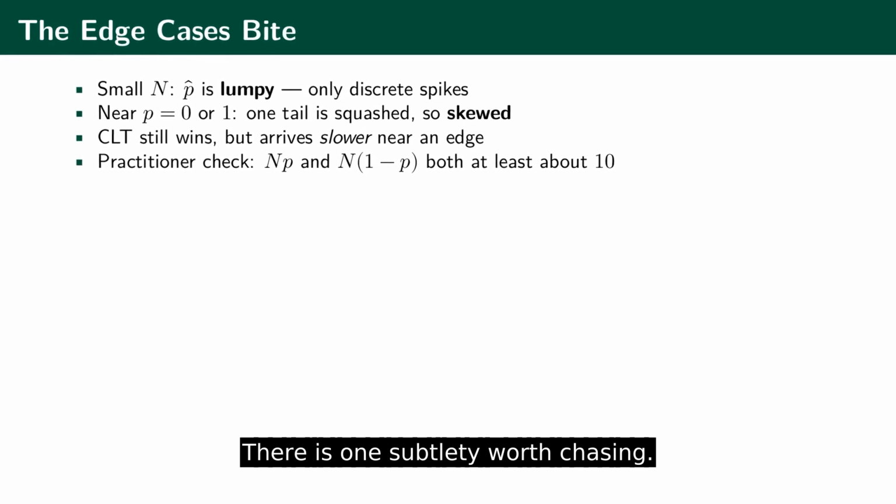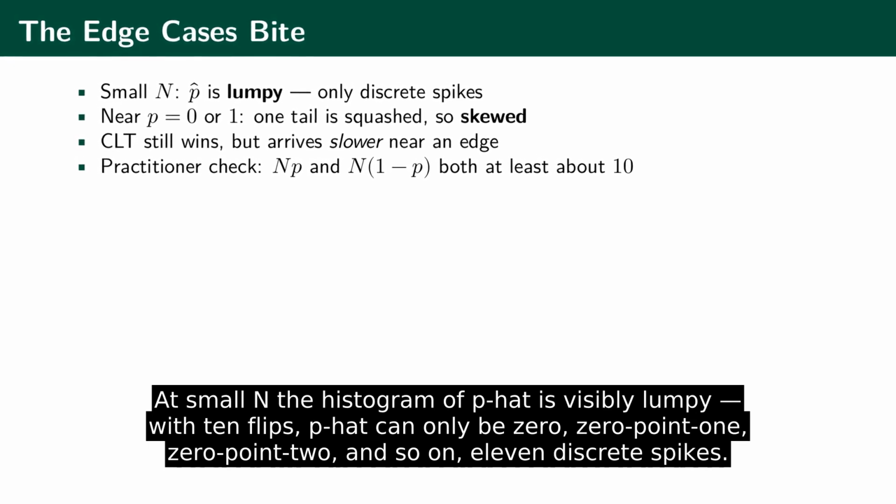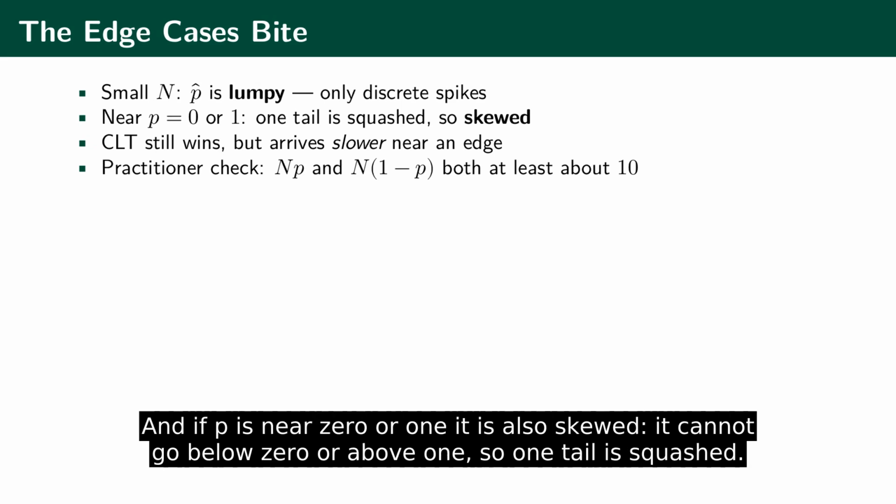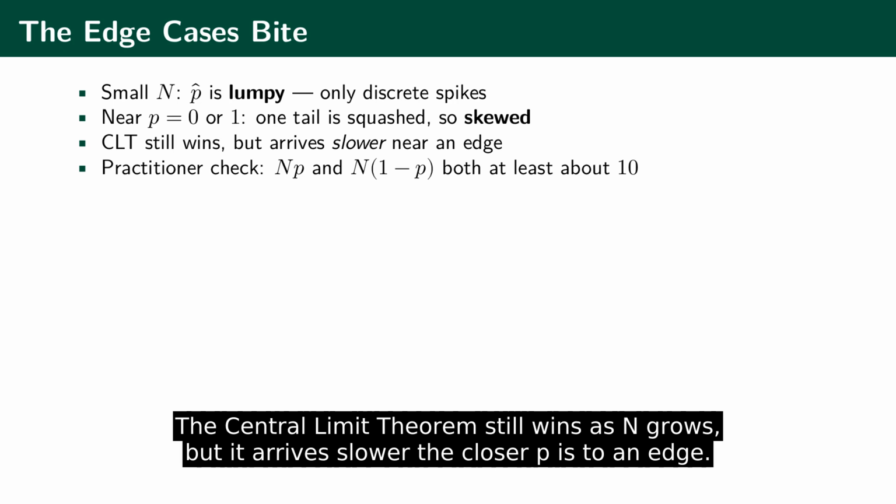There is one subtlety worth chasing. At small n, the histogram of p hat is visibly lumpy. With 10 flips, p hat can only be 0, 0.1, 0.2, and so on, 11 discrete spikes. And if p is near 0 or 1, it is also skewed. It cannot go below 0 or above 1, so one tail is squashed. The central limit theorem still wins as n grows, but it arrives slower, the closer p is to an edge.